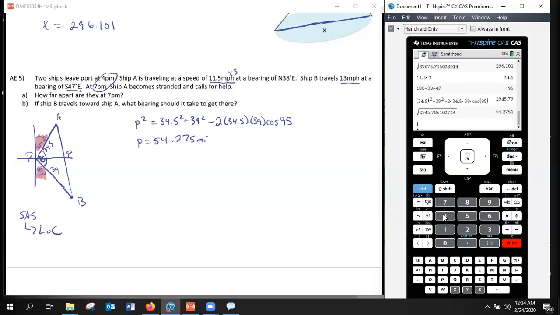All right, easy part is done. So that was part A, easy part's done. Now this is where the bearing's going to kick in. If ship B travels towards ship A, what bearing should it take to get there?